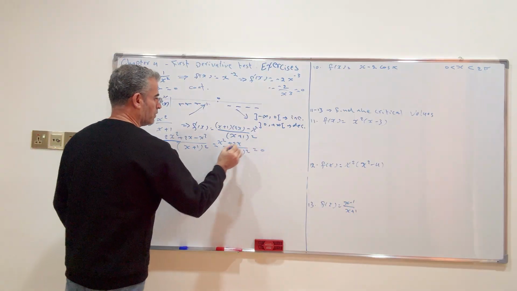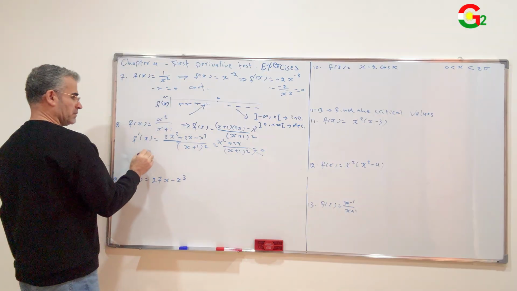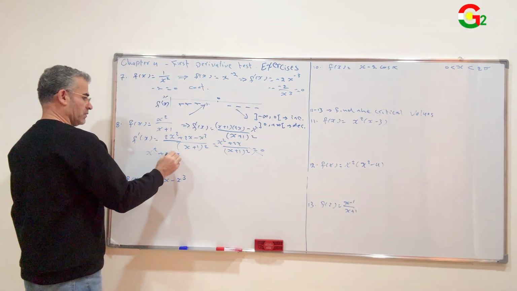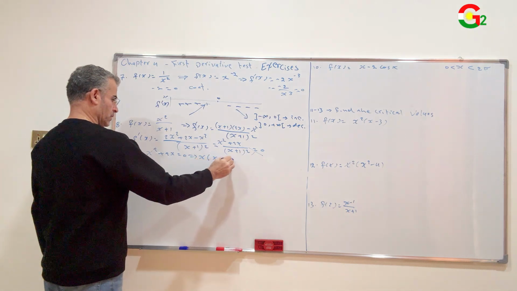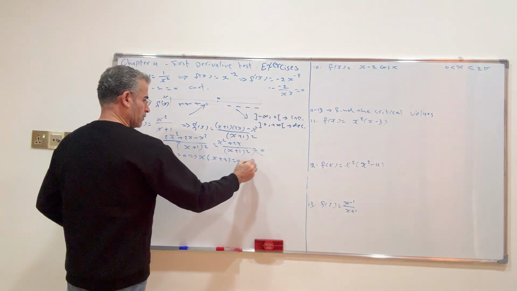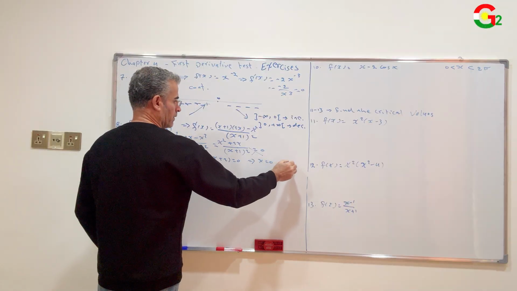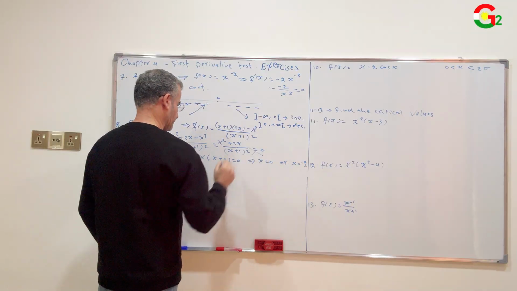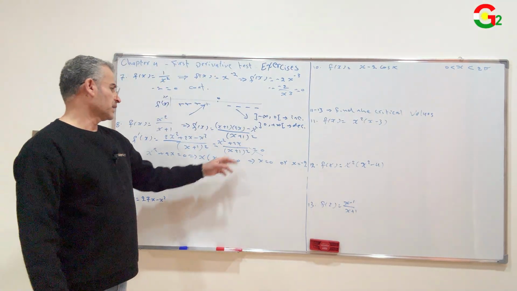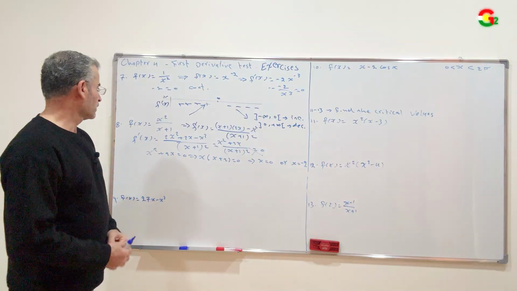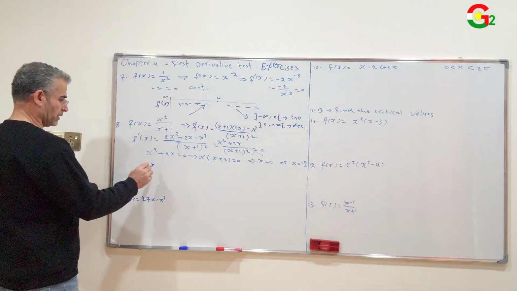Set it equal to 0 to find the value of x. Cross multiplying, x power 2 plus 2x equals 0. Factorize: x times x plus 2 equals 0, so either x equals 0 or x equals negative 2. The derivative of this function is undefined at negative 1, but negative 1 is not in the domain of this function. So x equals negative 1 is not a critical point.